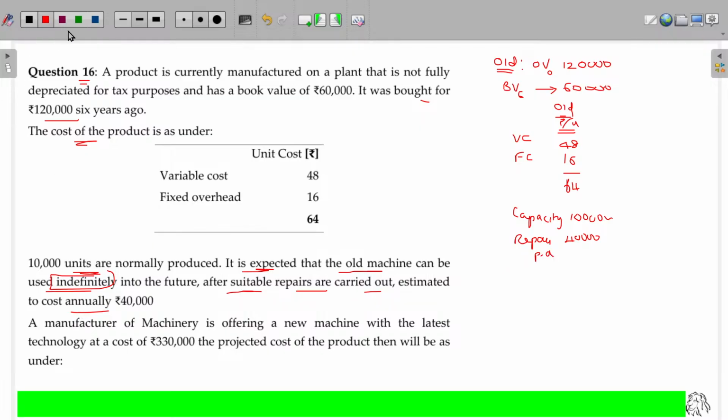Similarly, a manufacturer of machines is offering a new machine with the latest technology at a cost of rupees 3,30,000. Now, the new machine comes. Today's rate is 3,30,000. If you want to shift from old to new, though the old is capable of working for a further period, you are tempted to go for the new model. But for the new model, you have to spend 3,30,000.